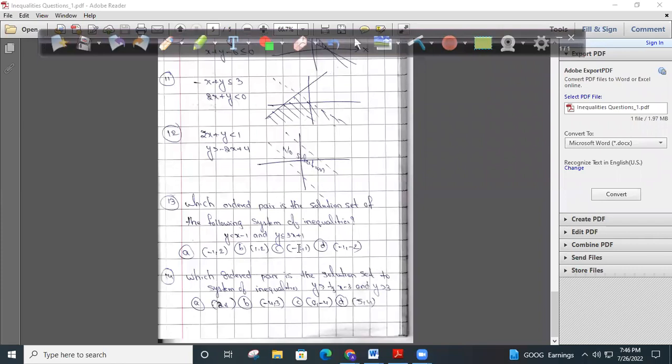Which ordered pair is the solution set to the following system of inequalities? y is less than x minus 1 and y is less than or equal to 3x plus 1. Which ordered pair is the solution set of the following system of inequalities? Question number 13.